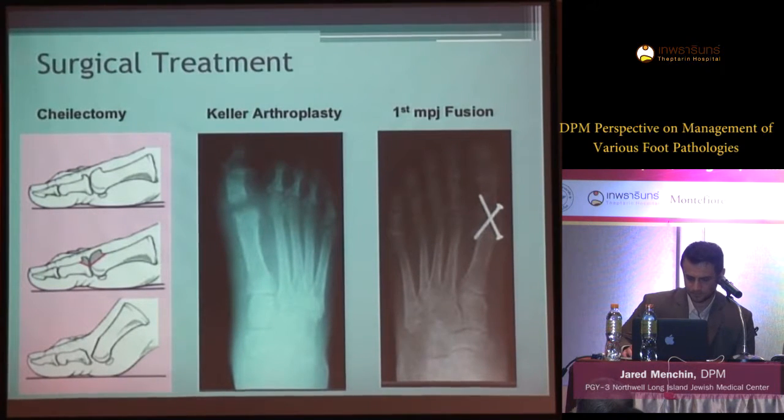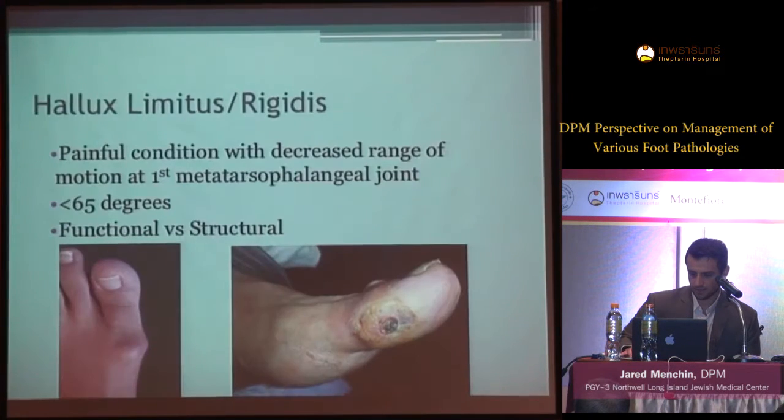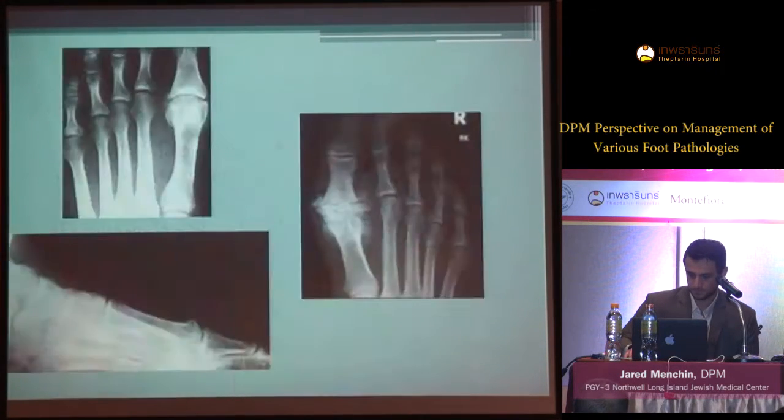If you do have an active patient, what you're probably going to want to do is a first metatarsophalangeal joint fusion, where you're actually going to fuse the joint in a slightly dorsiflexed position. What that should do is prevent the disturbance in gait, which should prevent the ulcer that we see here, and then hopefully prevent an amputation.